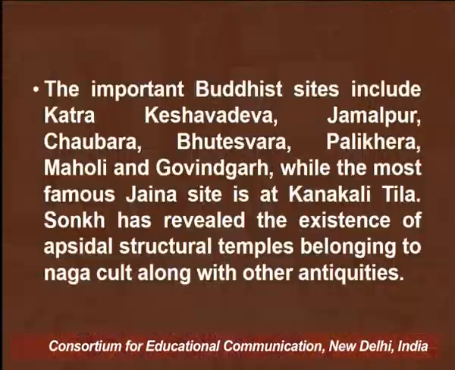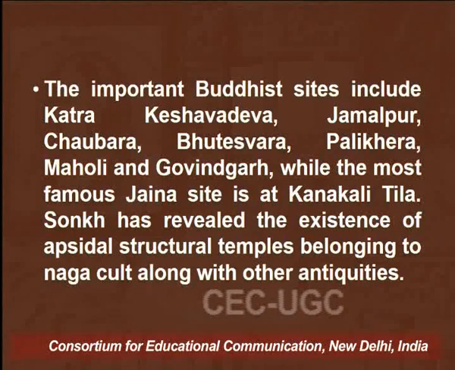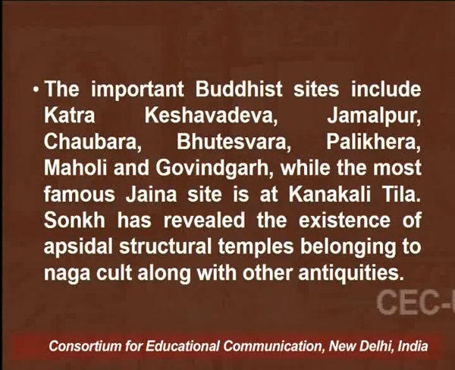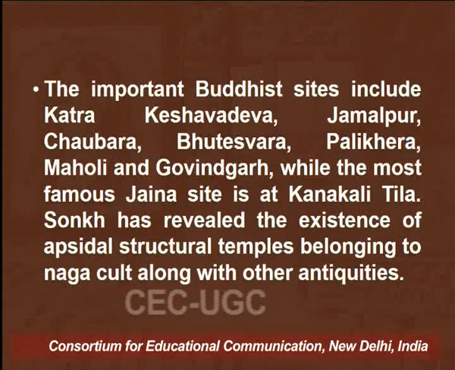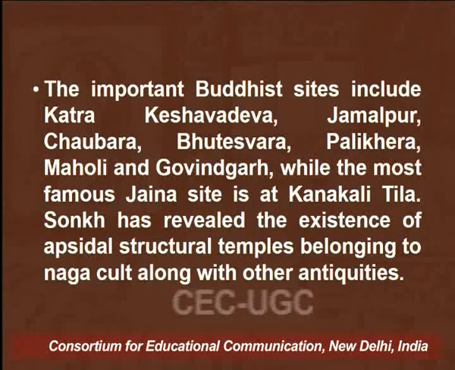The majority of sculptures have been recovered from sites in and around the city, from various Buddhist, Jain and other sectarian buildings. The important Buddhist sites include Katra, Keshadeva, Jamalpur, Chaubara, Bhuteshwara, Palikhera, Maholi, Govindnagar, etc. And the most important Jaina site was Kankali Tila. Sonkh has revealed the existence of several structural temples belonging to the Naga cult along with some antiquities.